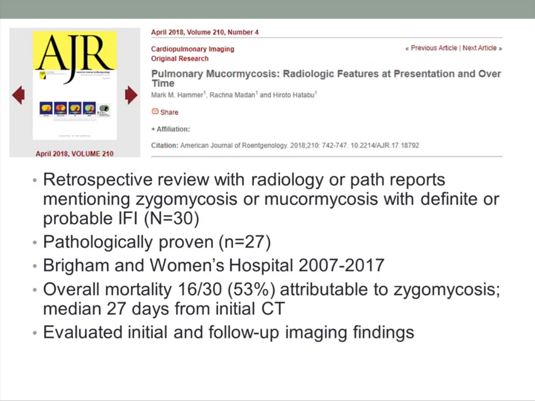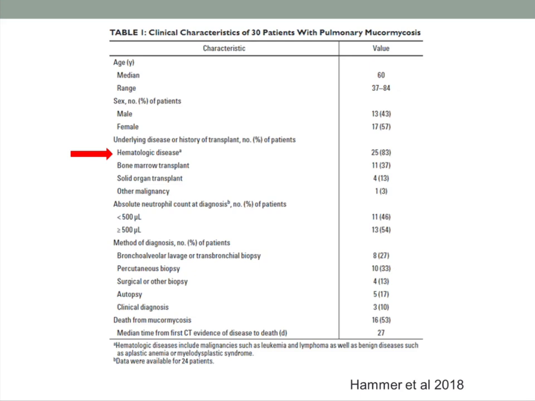This is another study from 2018 looking at mucor specifically, with a low number of patients at 30, but the big thing is they were pathologically proven in 27 of those. So this is a very good, mucor-specific study. The overall mortality of those patients was still high, 53%, and the median time frame was pretty early, only 27 days from their initial CT. Not surprisingly, most of them had hematologic malignancy.